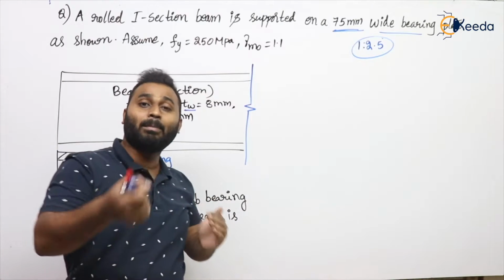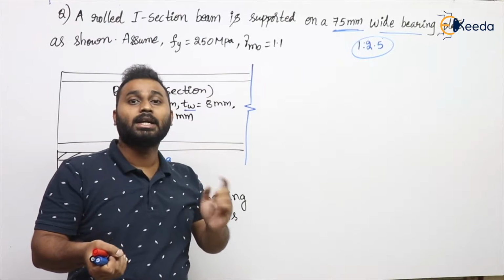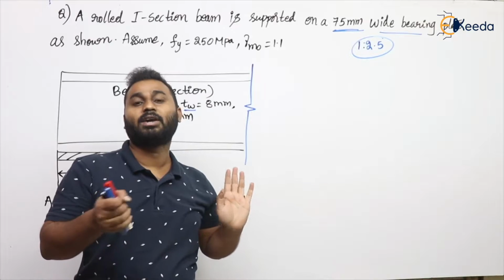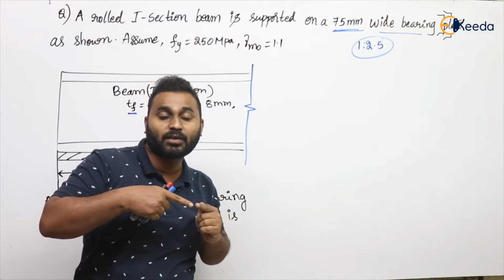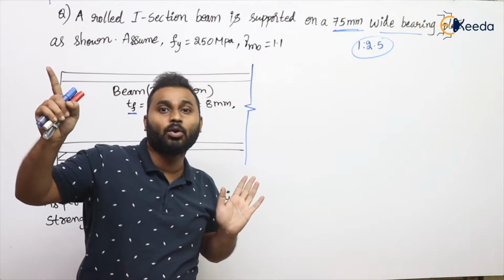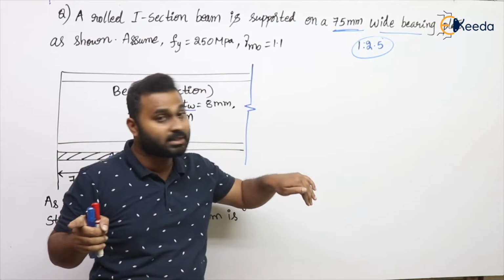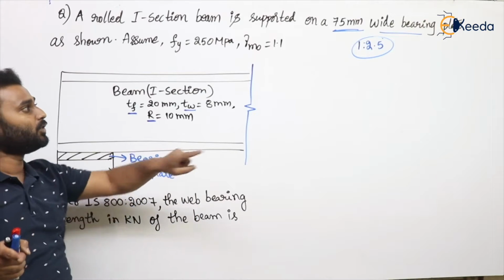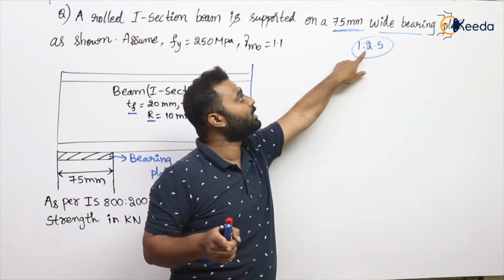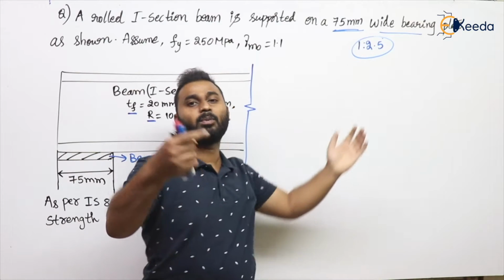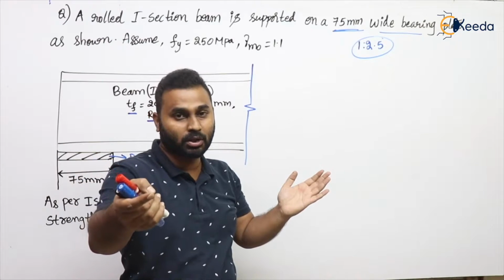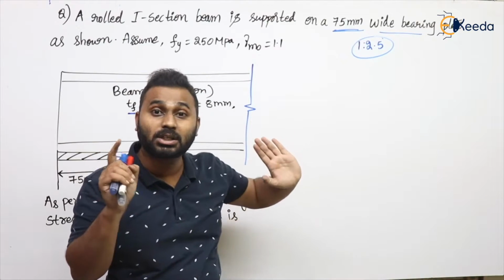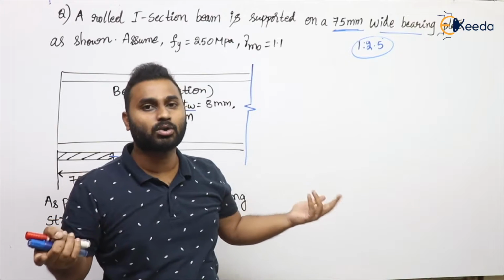For web buckling, it is 1:1, that is 45-degree dispersion. We assume a load dispersion line. But here, in this case, for web bearing or web crippling, we assume the load dispersion line as 1:2.5. So before proceeding to solve the question, let me draw the cross sectional view of the I section, and later we'll see how to solve this question.